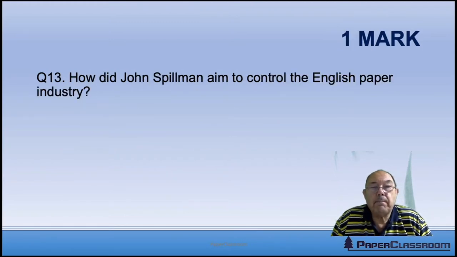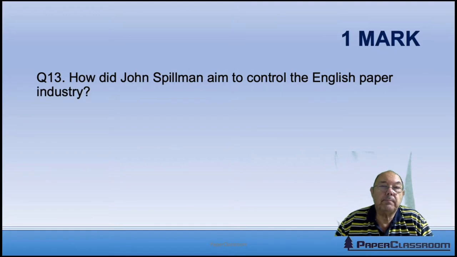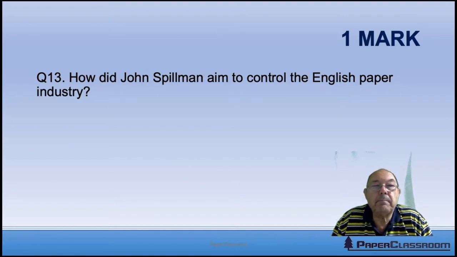Question 13. How did John Spillman aim to control the English paper industry? Give you a little time to write that down.